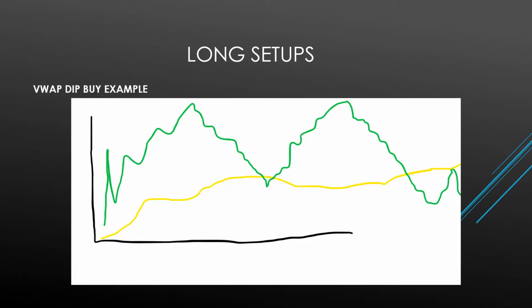So let's take a look. This is my drawing example. In this example, the black line is the frame of the chart. The green line is the actual stock price, and the yellow line is the VWAP indicator.